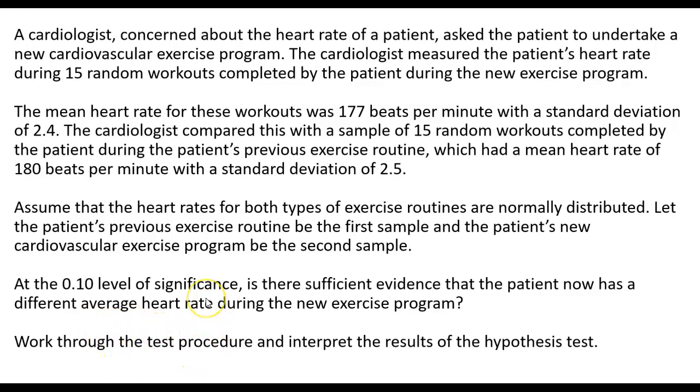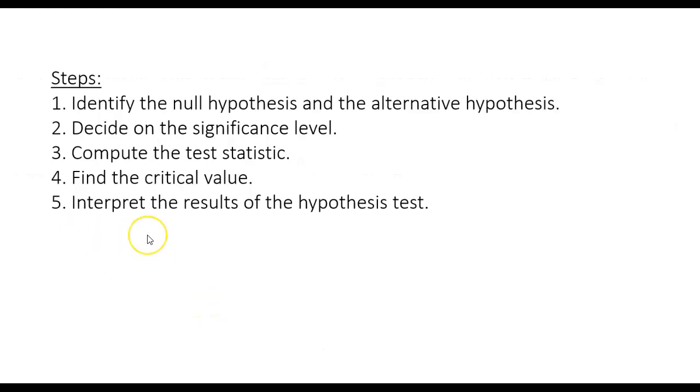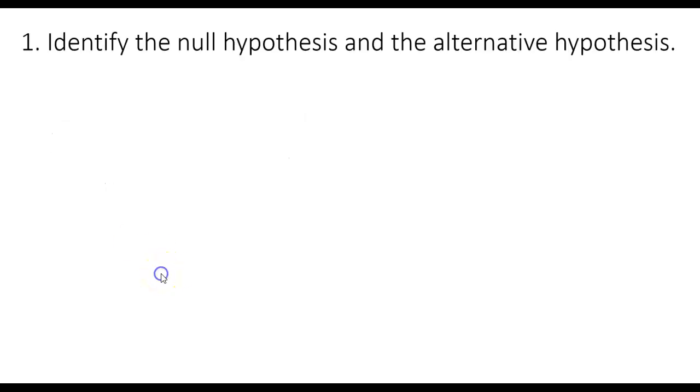Before we do that, let's review the steps of the hypothesis test. So first we're going to identify the null and alternative hypothesis. We're going to decide on the significance level. We will then compute the test statistic. We will use that test statistic to find the critical value, and then we'll be able to interpret the results of the hypothesis test. All right, let's jump in.